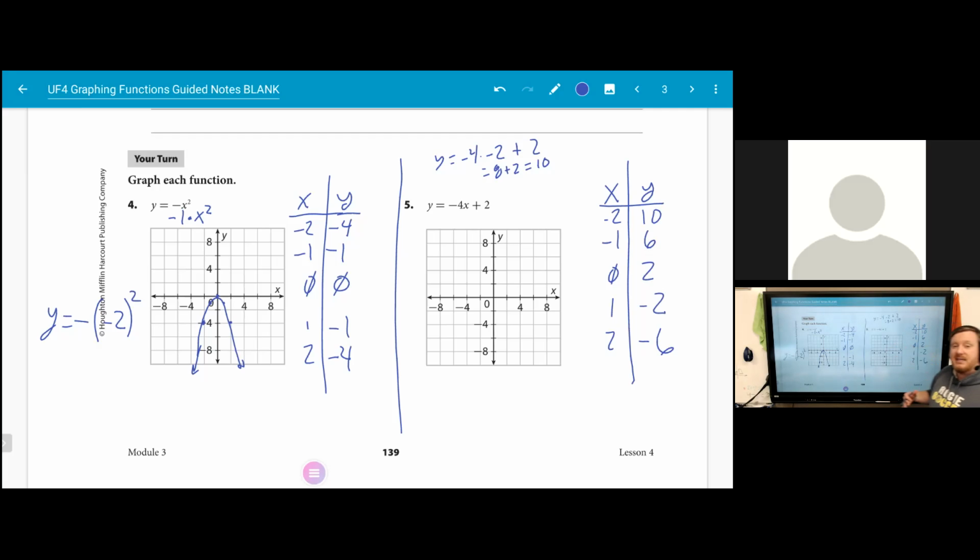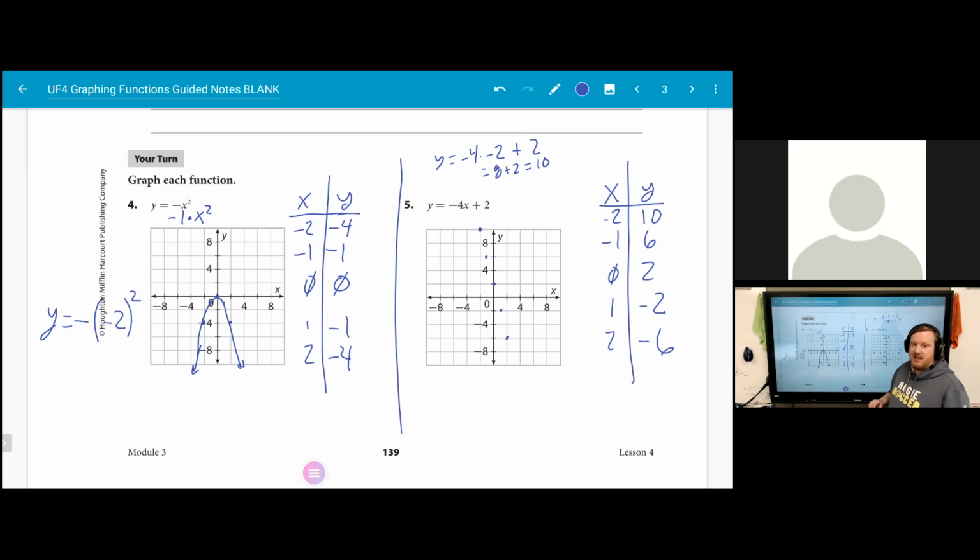I'm going to plot these points, but again, we didn't have a limited domain. We just need to know some values that are going to be on this function to see what it looks like. So -2, 10, -1, 6, 0, 2, 1, -2, and 2, -6.